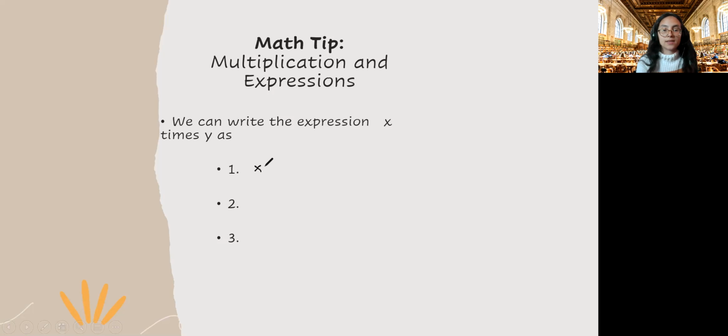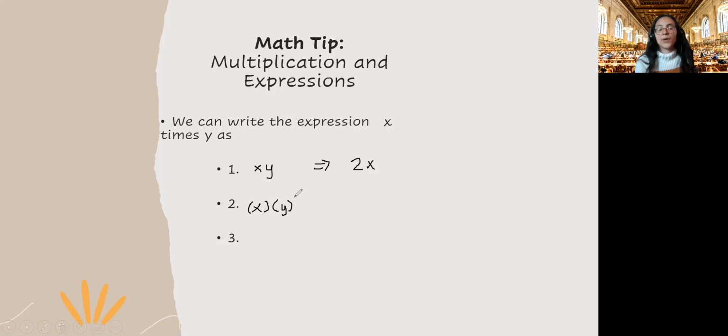So the first one is going to be fairly simple. It'll just be like this, xy. This means multiplication. I don't know if you remember something like this, 2x. That shows us that this is being multiplied together. The second way that we can write multiplication of x times y is we can use grouping symbols or parentheses.